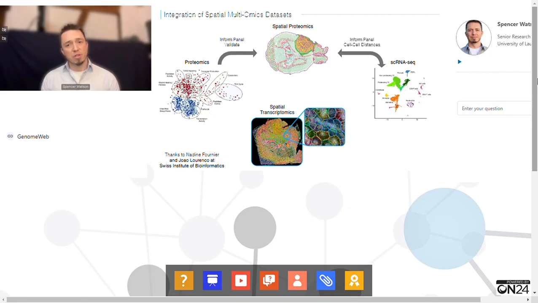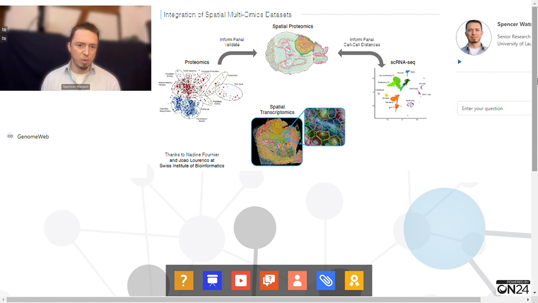But it also works in the other direction, where we can take the cell-cell nearest neighbor distances from the digital pathology and use that to inform cell communication analysis on the disaggregated single-cell RNA-seq data. And I will go into that a bit more later.